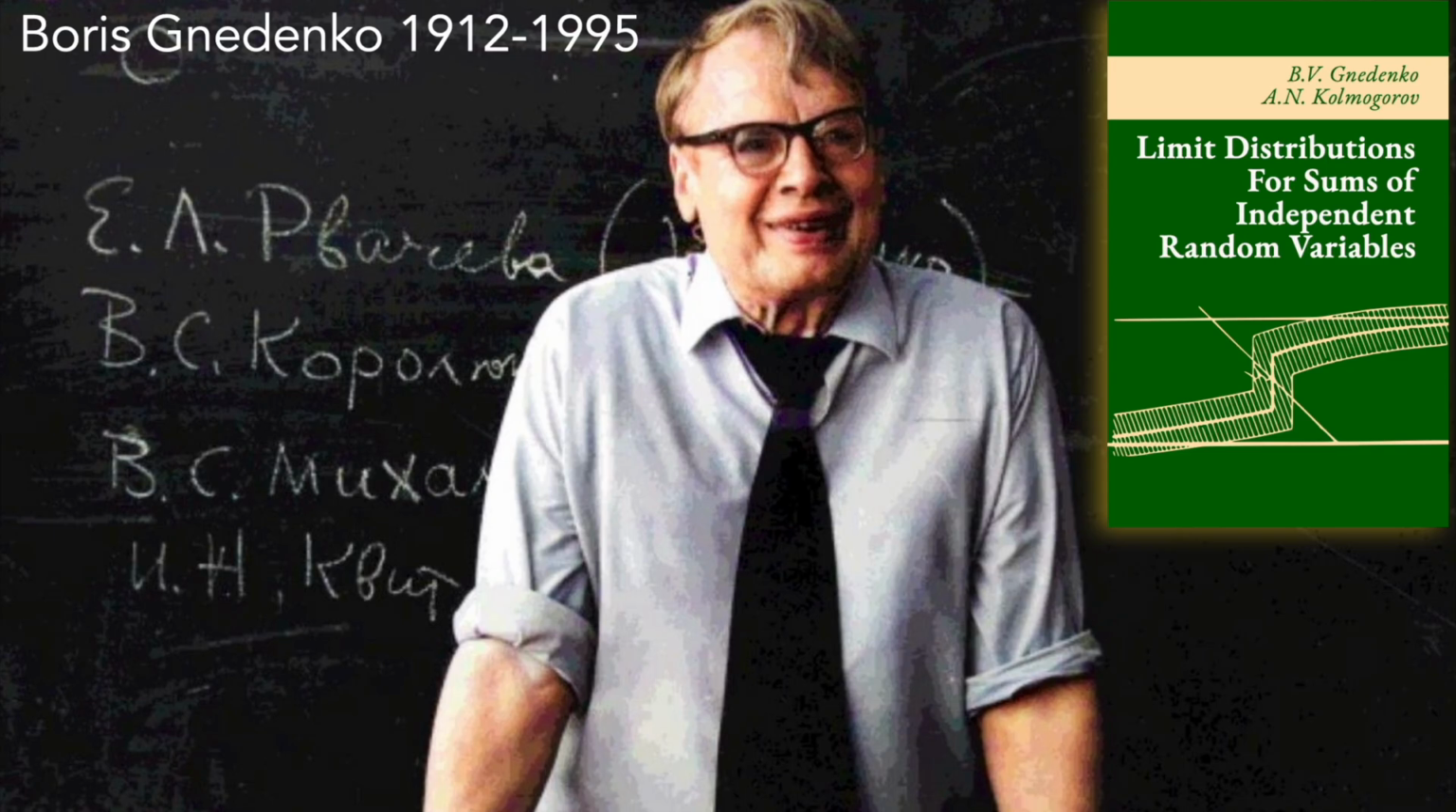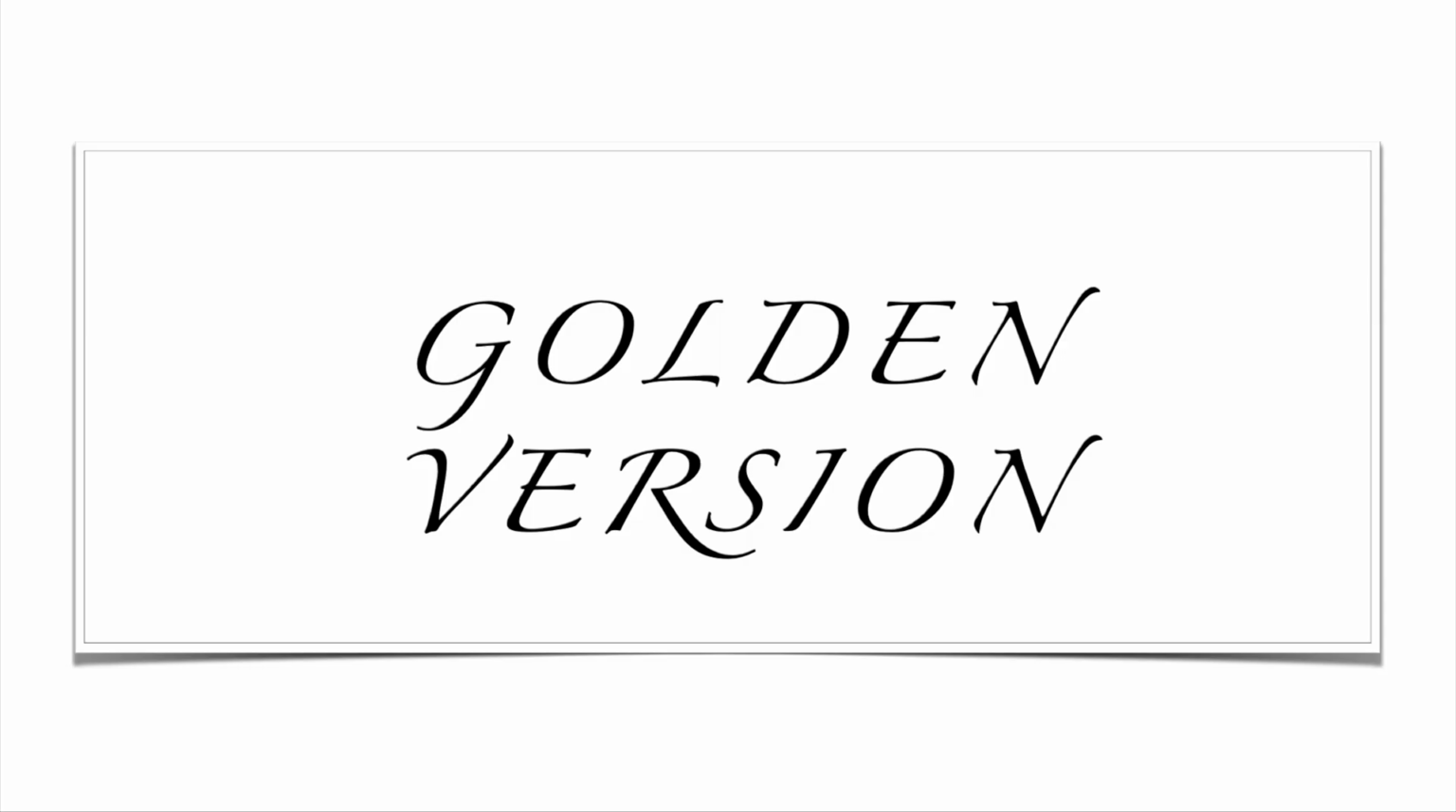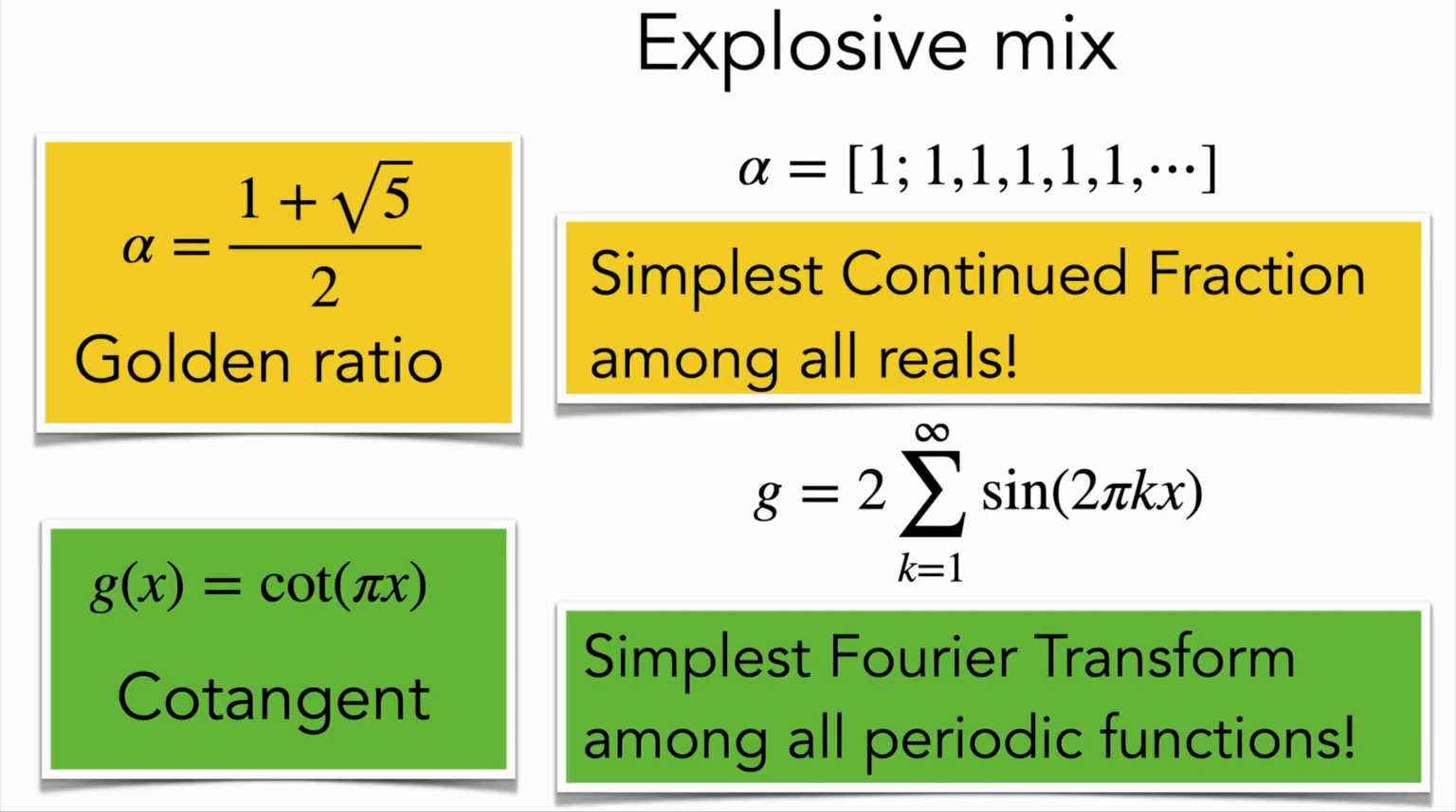It can be found in the book of Gnedenko and Kolmogorov about limit distributions. I myself actually started to work with dependent Cauchy distributed random variables. If X has a uniform distribution, you can get Cauchy distributed random variables by using the cotangent function. And we can then look at almost periodic versions of this.